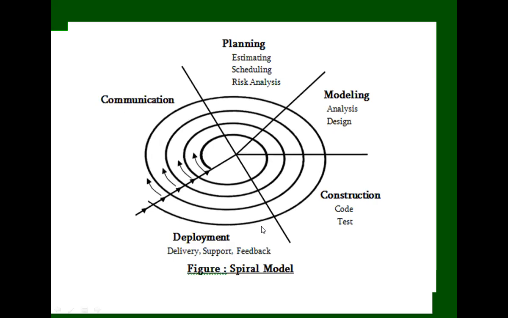Okay, so see the diagram here. This is one spiral, this is another spiral. So first we have to communicate with the customer. Then we move to the planning, then modeling, then construction, then deployment. In planning, we have estimating or scheduling or risk analysis. All these are done in the planning.